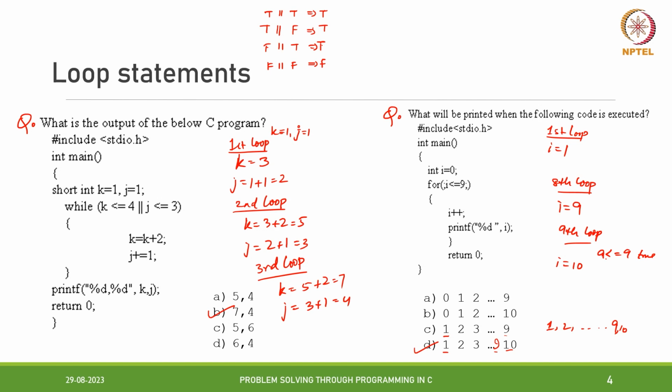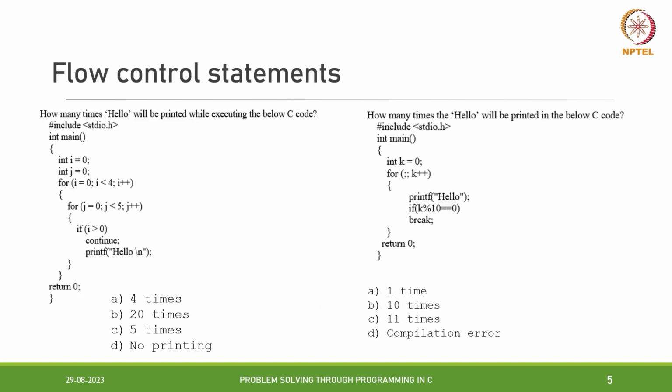So here the point is that the increment is happening before the printing. That is important here. That is why even though your conditional says I less than or equal to 9, you are getting a 10 also in the output, because the increment is happening before this printing statement. So now those were the questions about the looping statements.